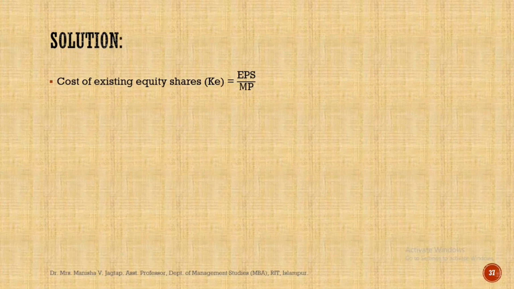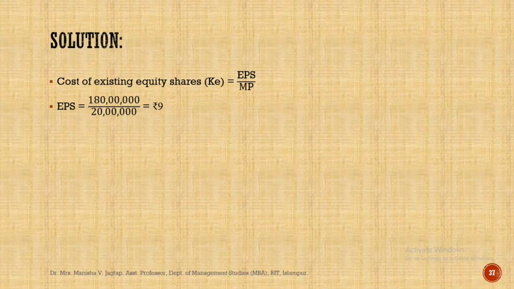So cost of existing equity shares, this K is equal to EPS divided by MP. Market price is already given to us. So first we have to calculate EPS. They have not given the earning per share figure directly to us, so we are first calculating EPS. So 180 lakhs divided by 20 lakhs is equal to rupees 9 per share. That is earning per share is rupees 9.